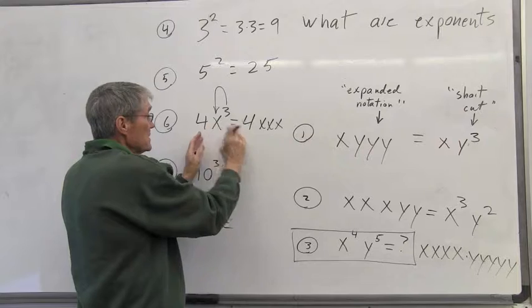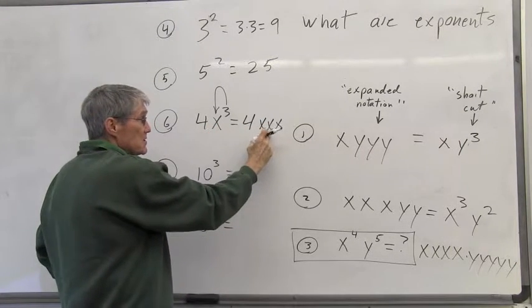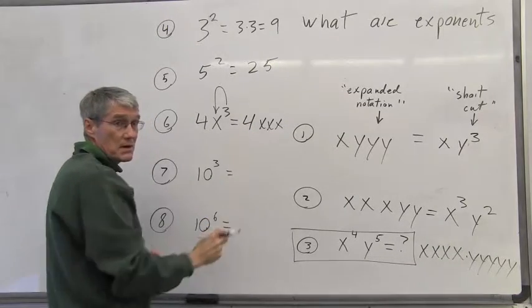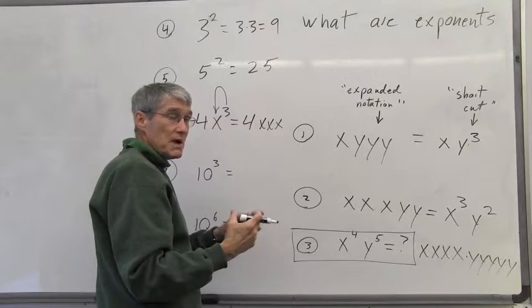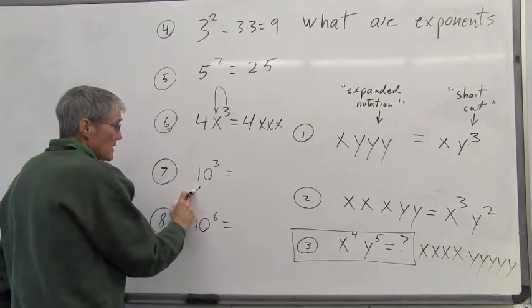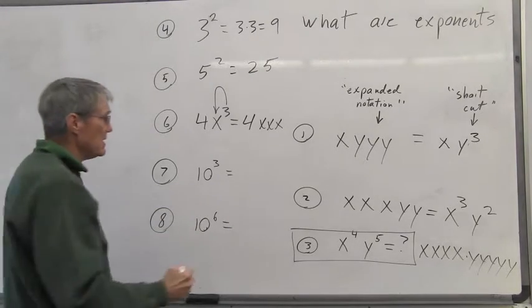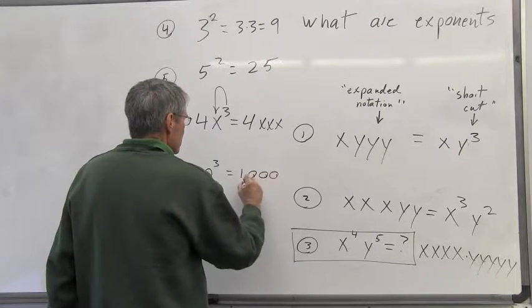So if you have to use this somehow, say that x is a 2 or a 5 or whatever, it's going to be 2 times 2 times 2 times 4. Or 5 times 5 times 5 times 4. So remember the rule, use the exponent on what is touching. 10 to the third power. Shortcut form, expanded, it's going to be 10 times 10 times 10, or 1,000.